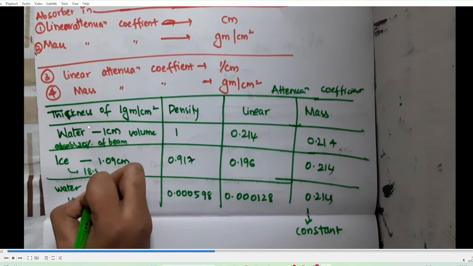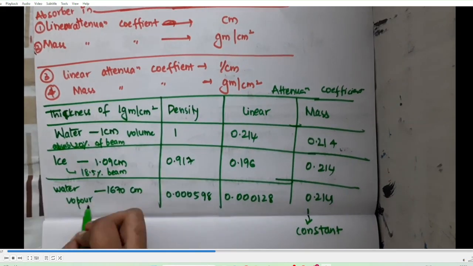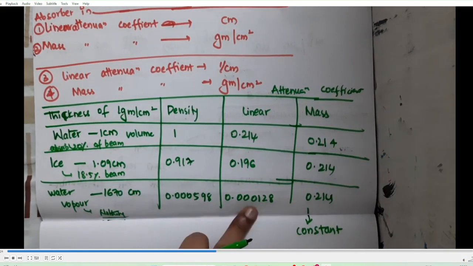So if you see, the linear attenuation coefficient of water is 0.214, and 1 centimeter thickness of water will absorb 20% of the incident beam. Whereas the same thickness of ice, 1 centimeter thickness of ice, will absorb 18.5% of the beam, because ice is a little less dense than water, whereas water vapor has very little density and thus will absorb nothing in 1 centimeter thickness. So 1 centimeter of water will absorb 20% of the beam, 1 centimeter of ice will absorb 18.5%, whereas 1 centimeter of water vapor will absorb nothing.